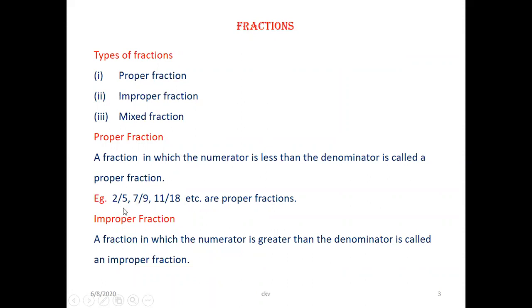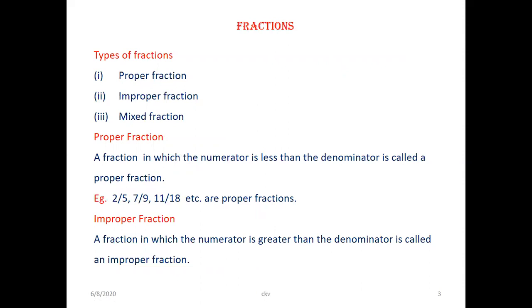In these fractions, if you observe, the numerator is smaller than the denominator. See here, 2 is smaller than 5. Here the numerator is 7, the denominator is 9, and 7 is smaller than 9. See here, 11 is in the numerator, 18 is in the denominator in the fraction 11 by 18, and 11 is less than 18. So a fraction in which the numerator is less than the denominator is called a proper fraction.